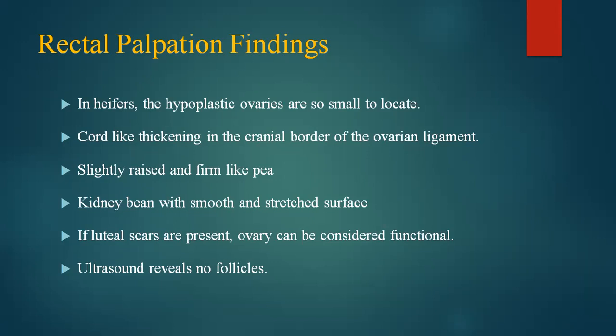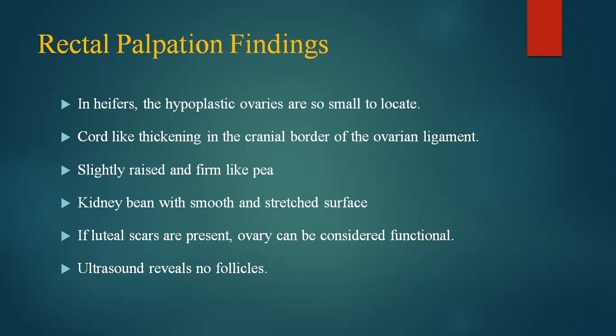Sometimes they can be like a cord-like thickening in the cranial border of the ovarian ligament, slightly raised and formed like a ridge. The ovary can be kidney bean in shape with a smooth and streaked surface. These are the types of ovaries you are likely to get in a hypoplastic ovarian condition.